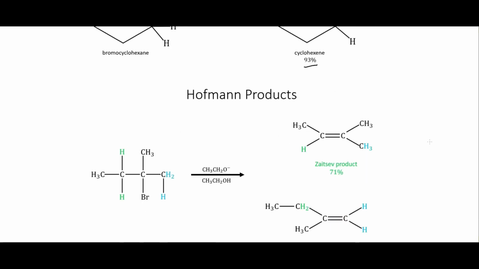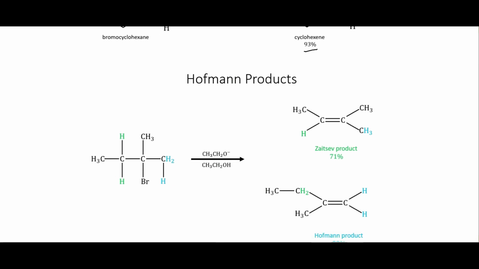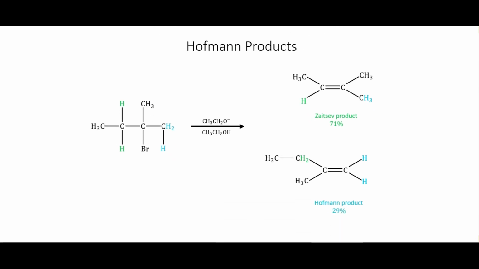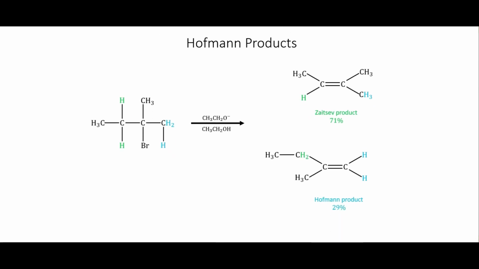We can also try to get what are called the Hofmann products. As I've been talking about in previous videos, we usually get the Zaitsev product, which is the most substituted one. This one up here is the tri-substituted, whereas this one down here is only di-substituted. And so we're using this ethoxy base right here.